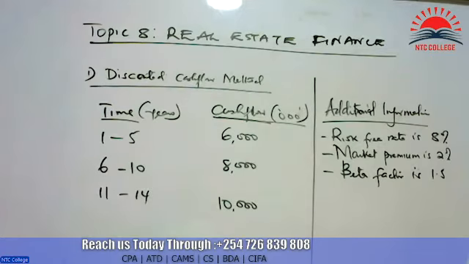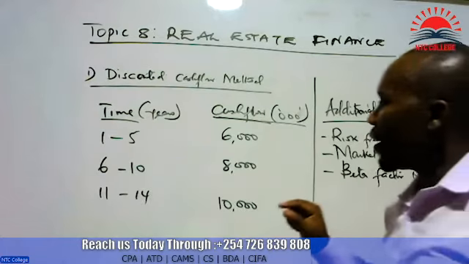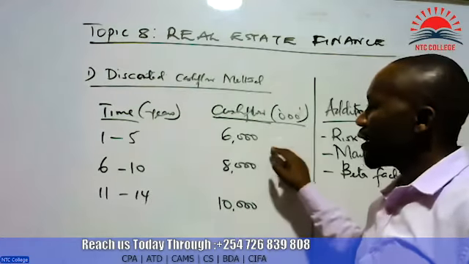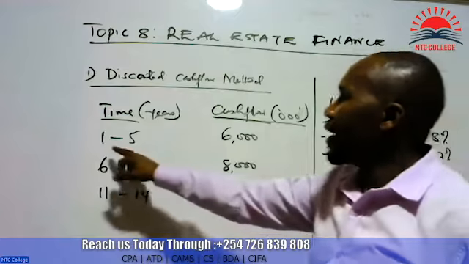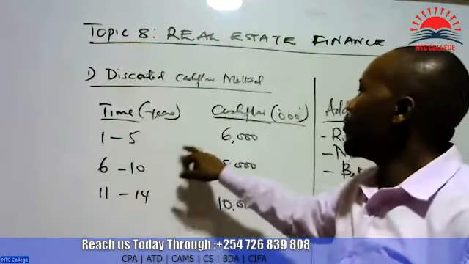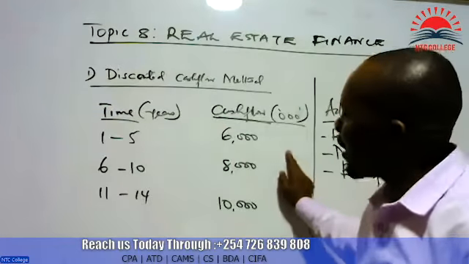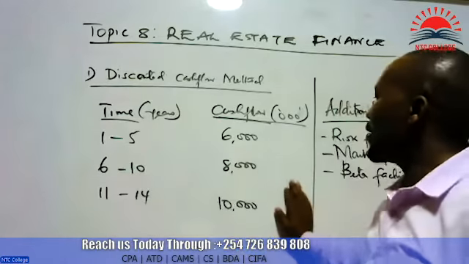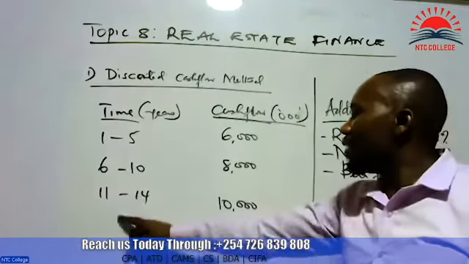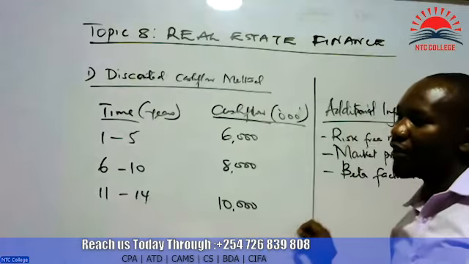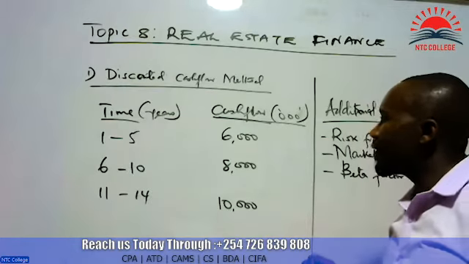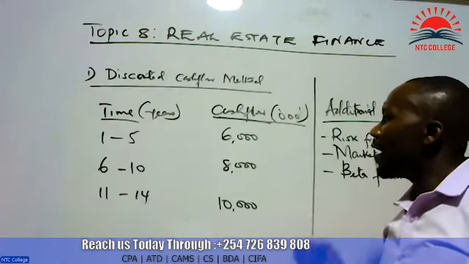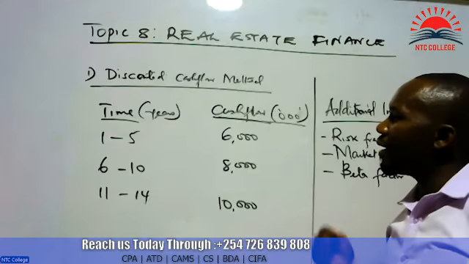If you want to value them, you assume that you're going to get rent. These are cash flows, which are rental incomes. From the first year up to the 5th year, you'll be getting 6 million every year. From the 6th year to the 10th year, you're getting 8 million every year. From the 11th year to the 14th year, you're getting 10 million every year. So the question is, what will be the value of this particular property?